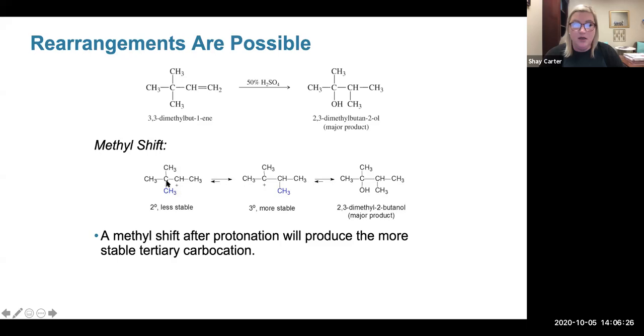But to move our charge over there, there's no hydrogens. So we have to move our carbon over here and our positive charge over there, and that makes our carbocation more stable. It becomes a tertiary carbocation as opposed to a secondary carbocation, and that's where that carbocation wants to be. He's going to kick that methyl group over so that he can be on the tertiary carbon because that's a better place for him.